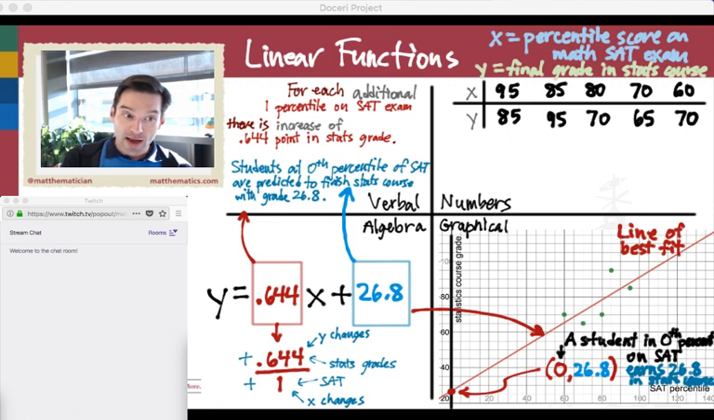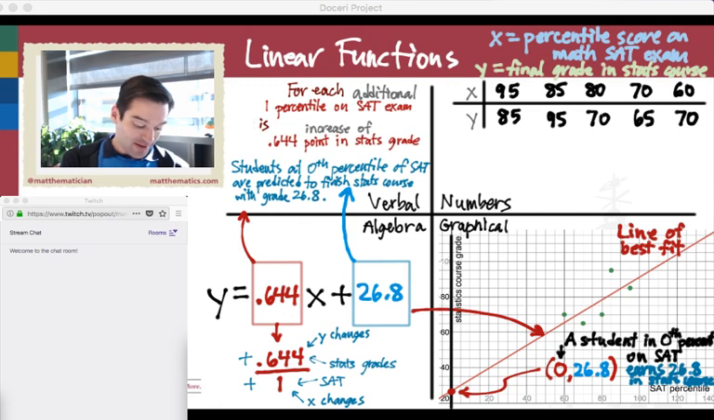Since this model actually came out of a set of real-world data that doesn't actually fit this data exactly, let's decorate this with a slightly more expensive word. And by expensive, I mean loaded with jargon and terminology, but we're being super accurate in using this word. Let's use the word correlated. Each additional 1 percentile on the SAT exam is correlated with or correlated to a 0.644 point increase in the student's grade in their stats class.